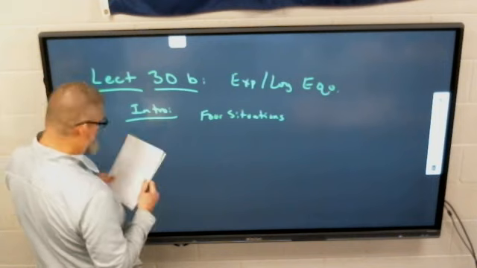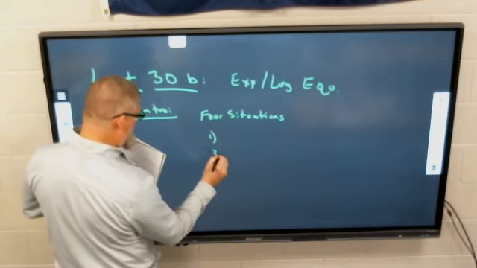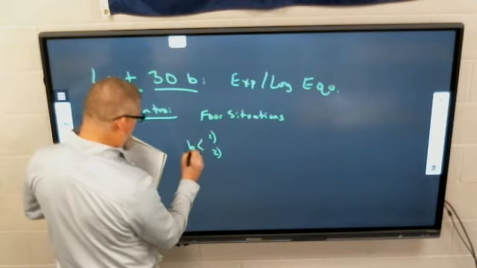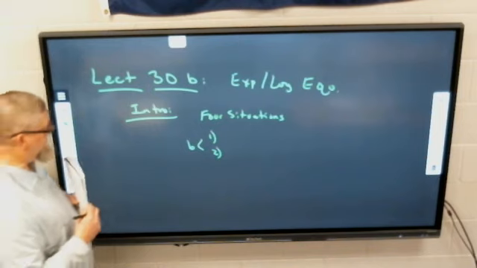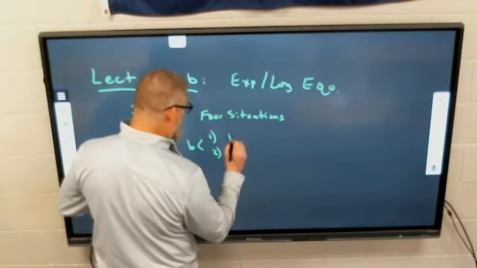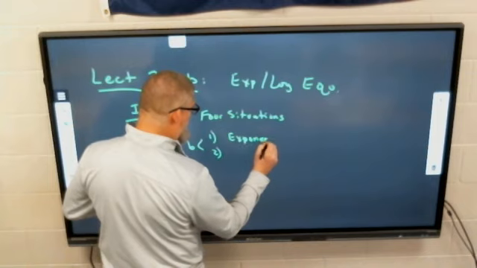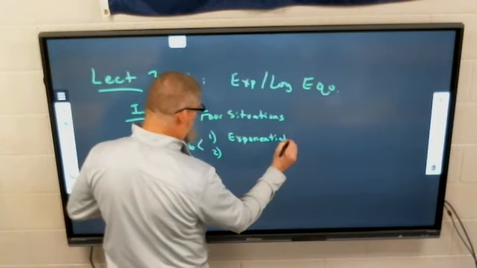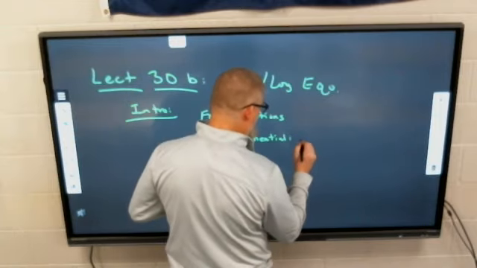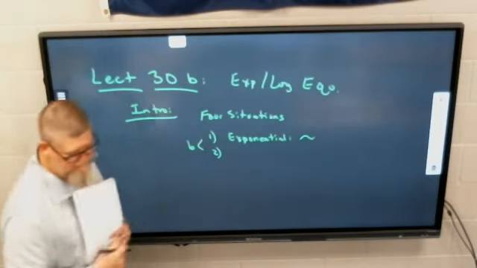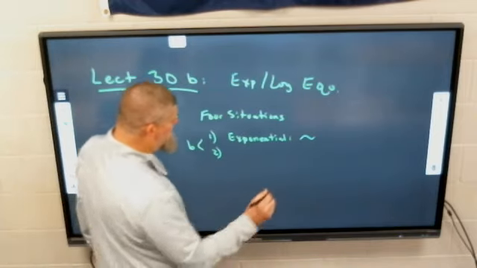In part B, we're going to talk about 2 of them, number 1 and number 2. And then if we get to lecture 30C, it'll be type 3 and 4. But the first one is we're going to be exponential equations. And they're going to have similar bases. So you remember the similar symbol from geometry, the little squiggly line means similar. So similar bases.